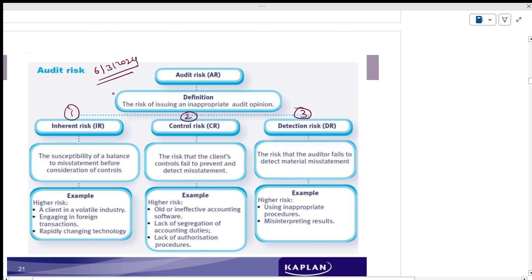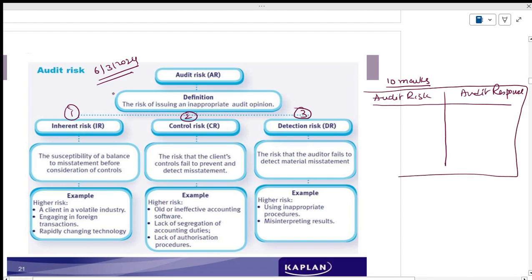See, they will ask you a very major question, for a minimum of 10 marks. What they will ask: identify any 5 audit risks and what is the audit response. From an examination point of view, it has to be done in tabular form. You have to identify 5 risks and give 5 different responses.